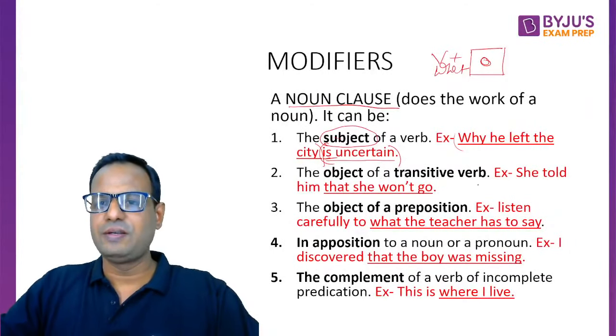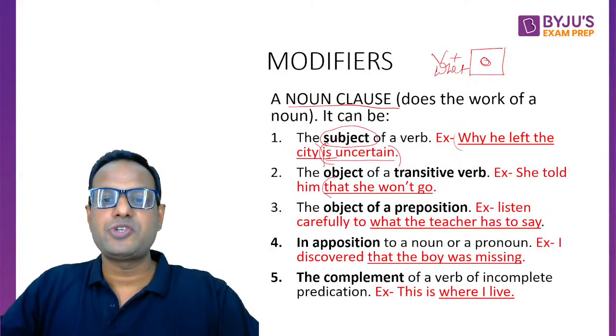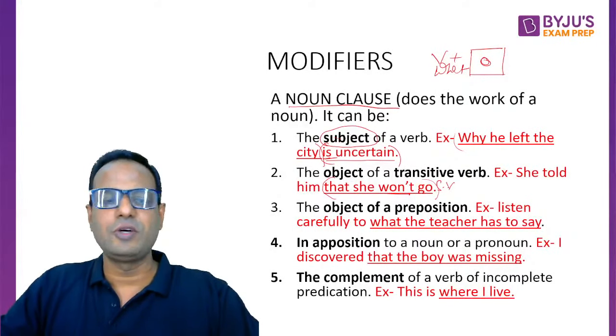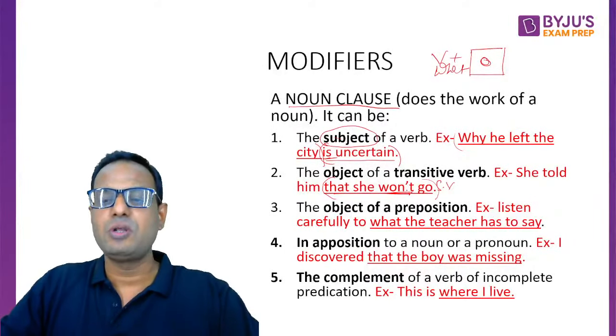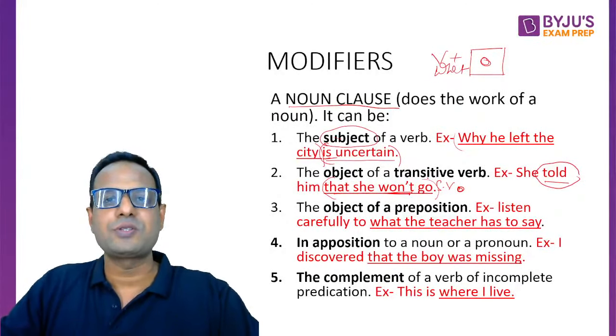Okay, look over here. She told him that she won't go. Please ask yourself a small question. She told him what? That she won't go is the answer. Okay, and is this a clause? Yes, it is a clause. How do you know? It has a subject, verb, combination. She told him that she won't go. Ask yourself a question. She told him what? That she won't go. So this answers the question, told him what? So this is the object of the verb told, hence it is a noun clause.